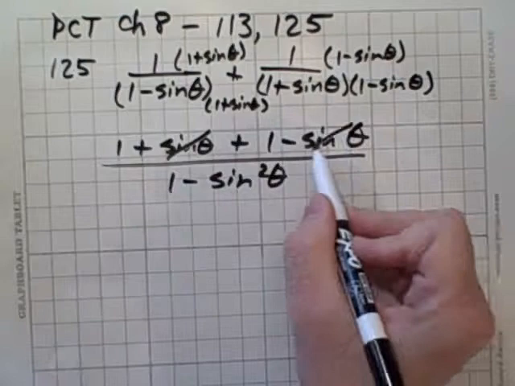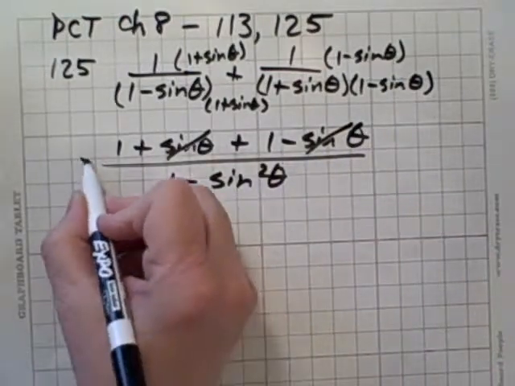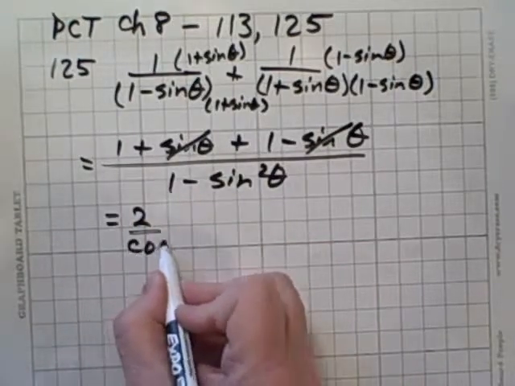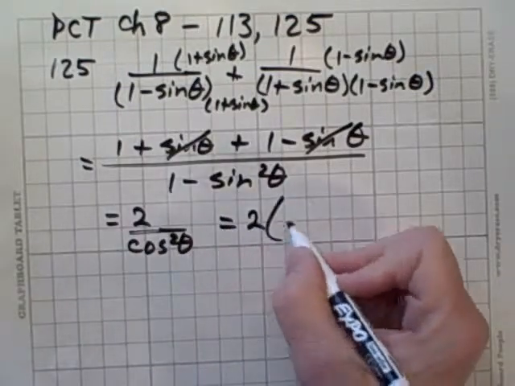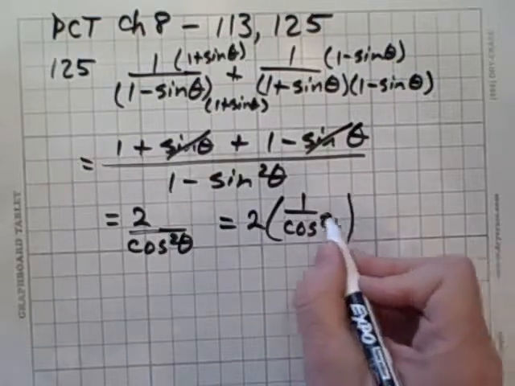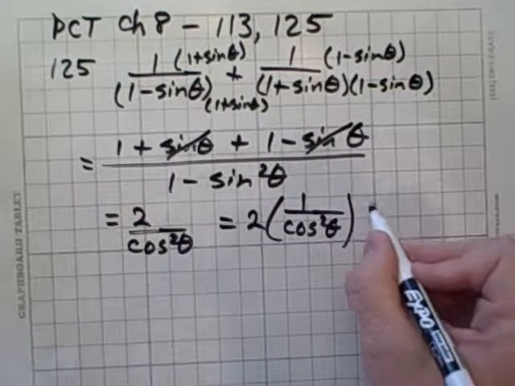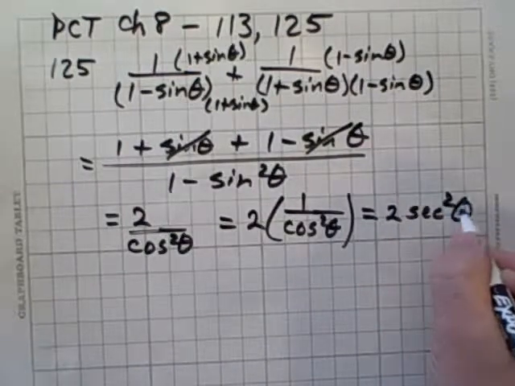Numerator, the sines cancel, so the numerator turns into 2. The denominator is cosine squared. If we think of it as 2 times 1 over cosine squared, as if it's a reciprocal function, the reciprocal of cosine is secant, so this would be 2 secant squared theta.